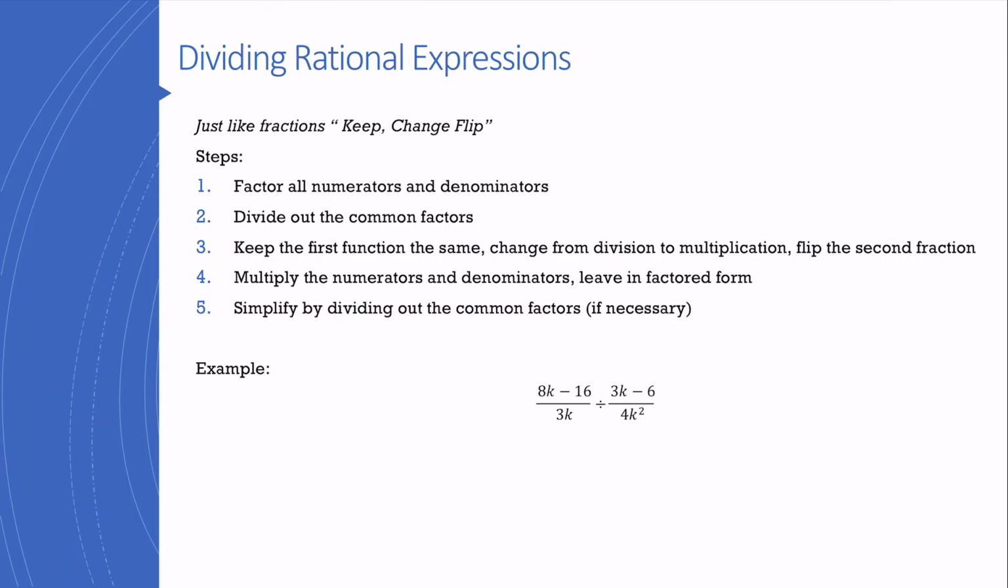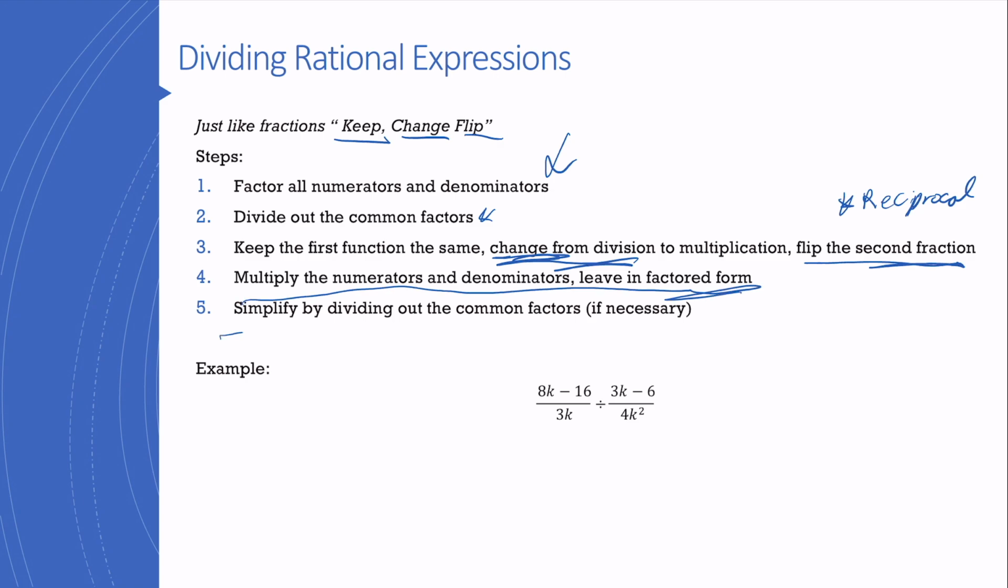When we're dividing rational expressions, we divide them like we divide fractions, and the fact that we keep, change, flip, right? So we're going to factor all numerators and denominators, divide out the common factors, keep the first function the same, change from division to multiplication, and flip the second fraction. That's also called the reciprocal. So then we're going to multiply those numerators and denominators and leave it in factored form and keep simplifying if we need to.